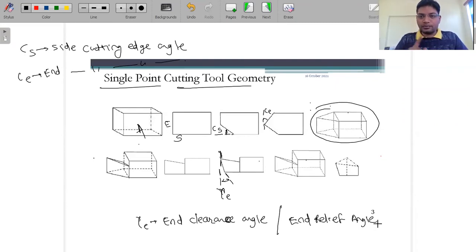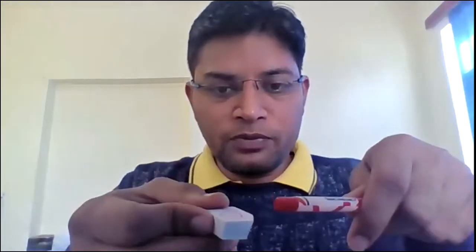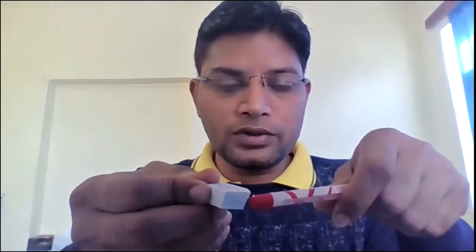Now if you want to see the side clearance angle, it will not be visible in this condition, but let me finish these two angles first. Now when you hold the tool like this and the workpiece like this, the material is rotating and the tool comes in contact with it. So the chip will come like this and go like this.